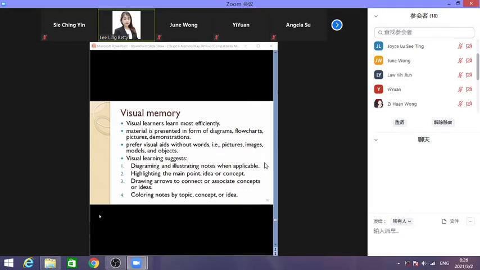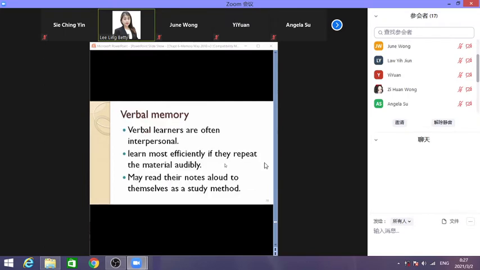So I believe for point number 4 你们都是有用过的 coloring notes, all right, by topics. 你们会去画那个什么 chart, okay, mind map, 帮你们去 memorize better because of that. So verbal memory 是什么呢? Verbal 是 you use your mouth. Like now I'm delivering my lecture using my mouth. So verbal will often be interpersonal, meaning involving two or more people, a group of people, so interpersonal.